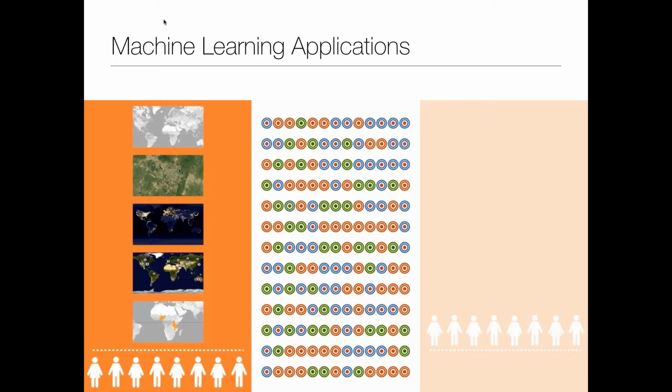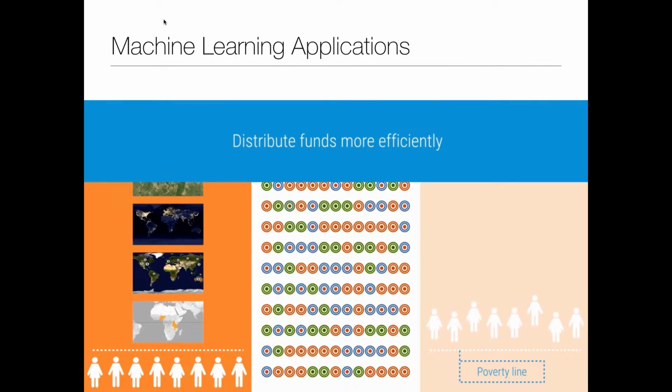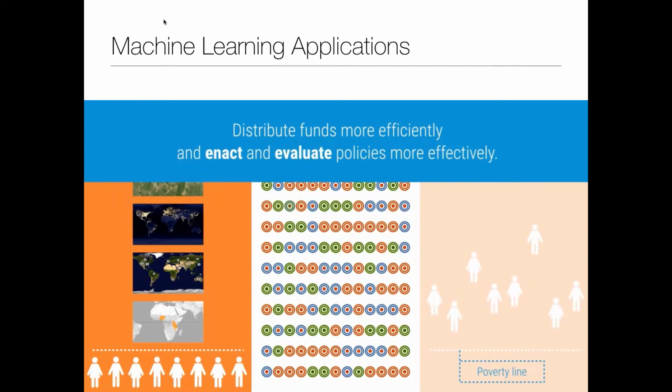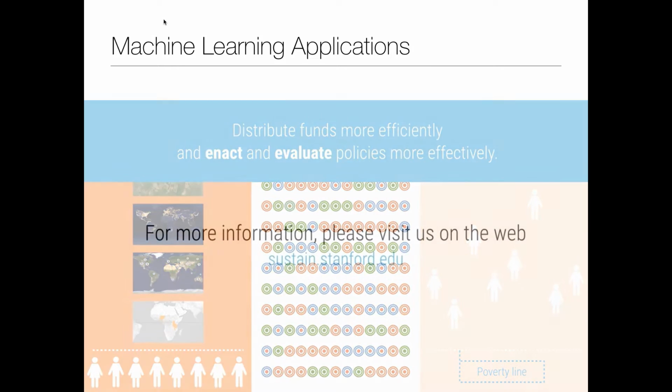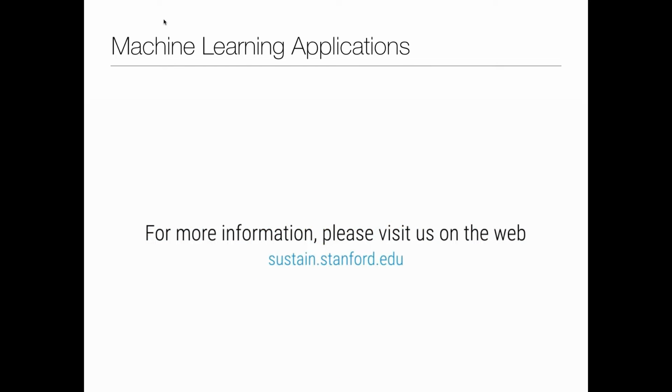Since it's cheap and scalable, requiring only satellite images, it could be used to map poverty around the world, helping aid organizations to distribute funds more efficiently and policymakers to enact and evaluate policies more effectively. Okay, so again, a cool application of machine learning. Who's going to tell me about the downside of this technology, or some potential flaws that you can immediately notice?